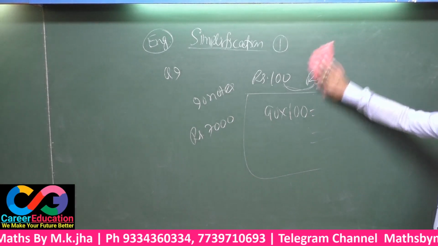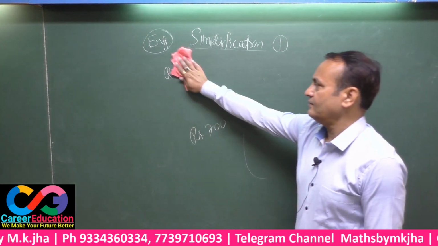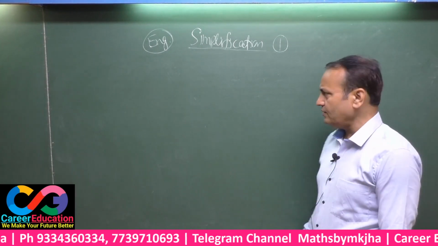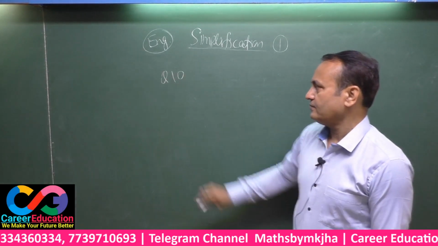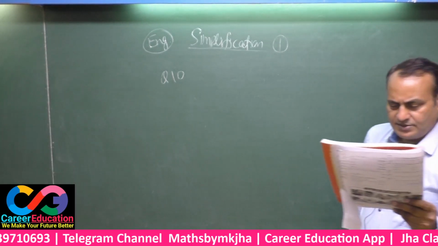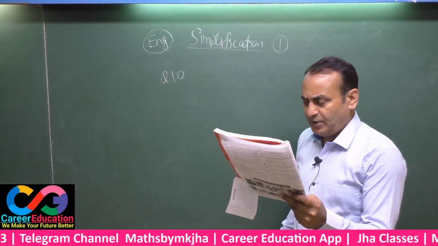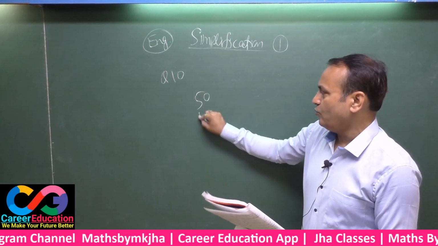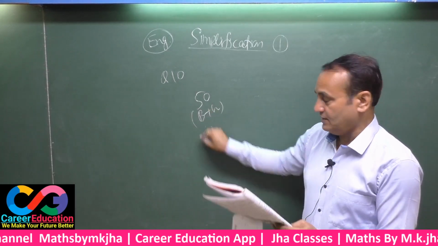Now, question number 10. See question number 10. Question number 10 is, in a group there are 50 boys plus girls.